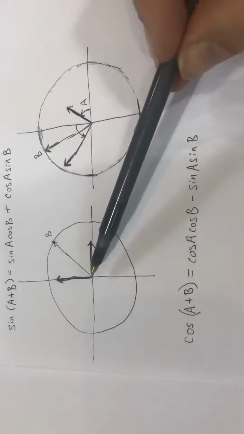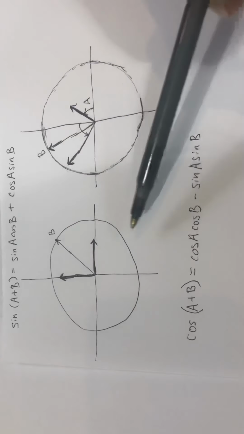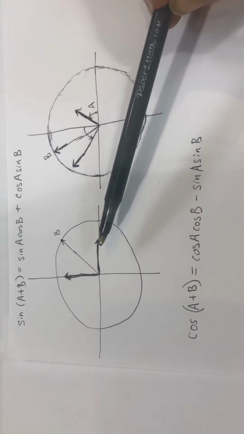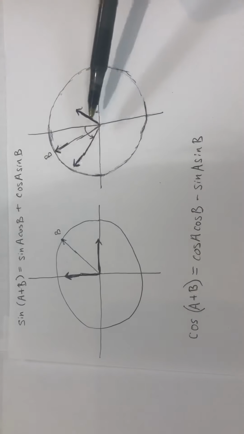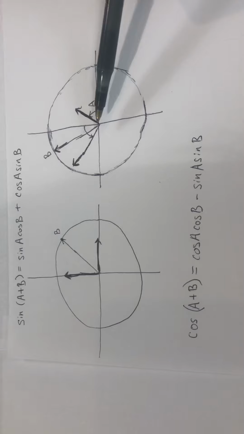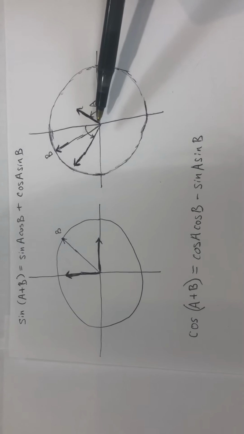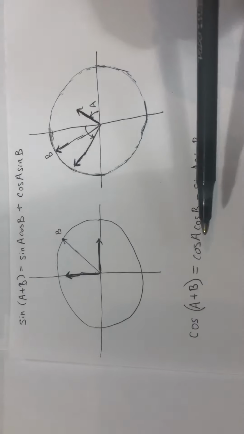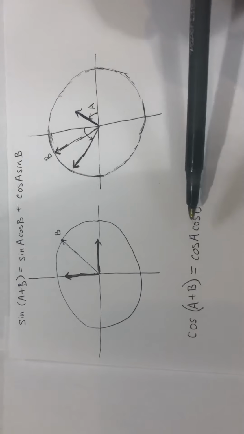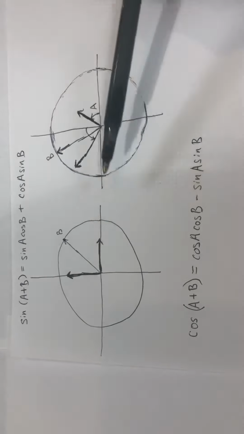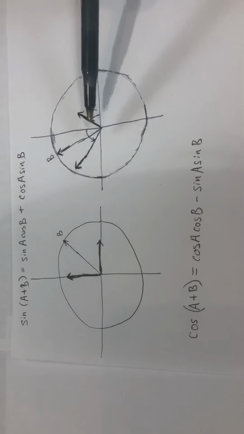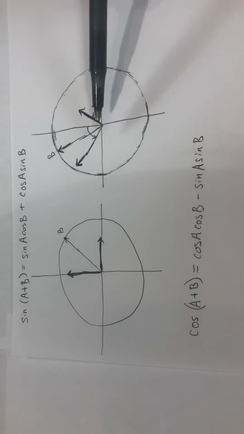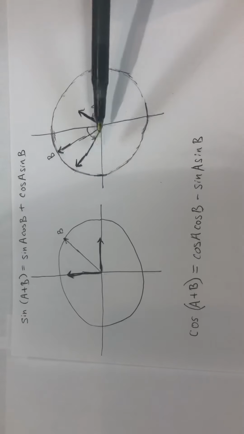Well, let's start with this vector. This vector here is cosine B. We're going to rotate this vector through A and then fish out its x-coordinate, so we're projecting on the x-axis, and that's precisely this. That's cosine B times cosine A, the x-component of this vector.